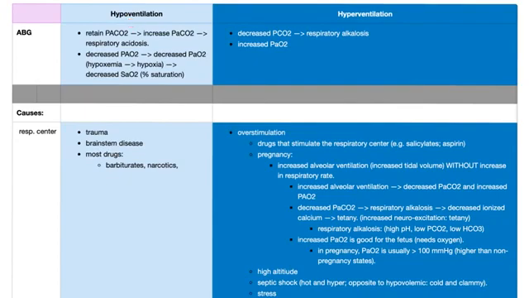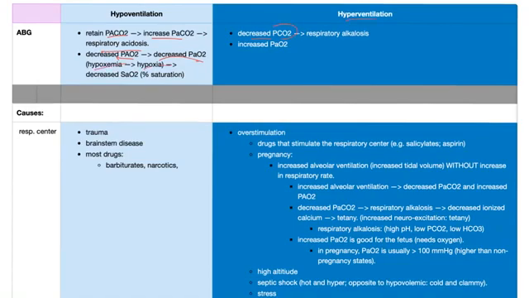Now, causes of hypoventilation and hyperventilation. First, what is hypoventilation on the ABG? You retain PaCO2. Therefore, you increase PaCO2 in the blood. This is respiratory acidosis. And you decrease PaO2. Therefore, you decrease small a O2, which will lead to hypoxemia and hypoxia.